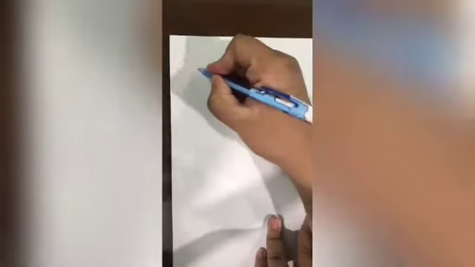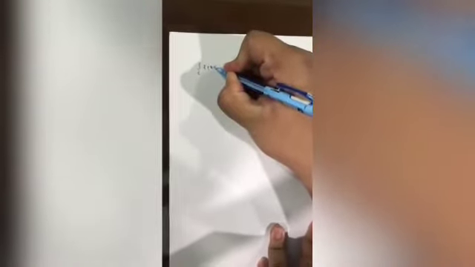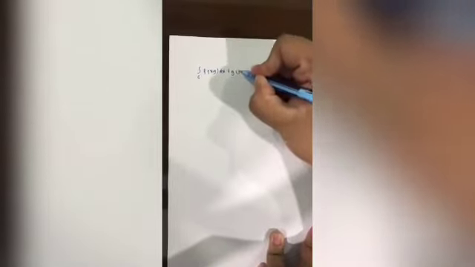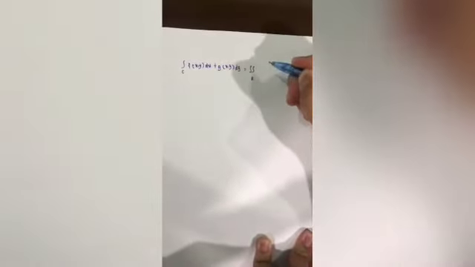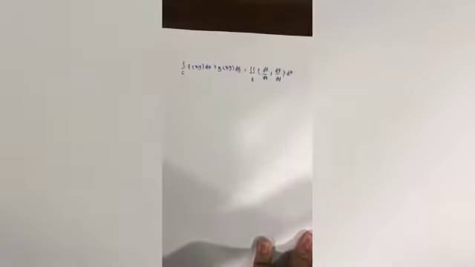From the question given, first we need to write the Green's theorem formula. It is the integral of f(x,y) dx plus g(x,y) dy equals the double integral of df/dx plus dg/dy dA.